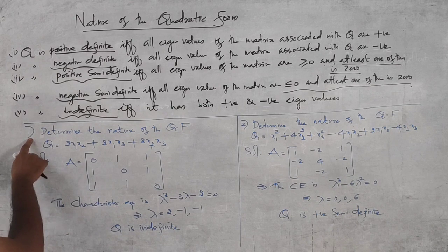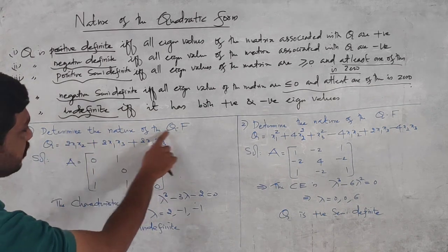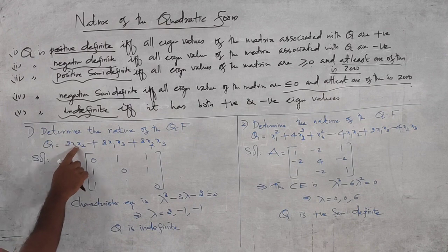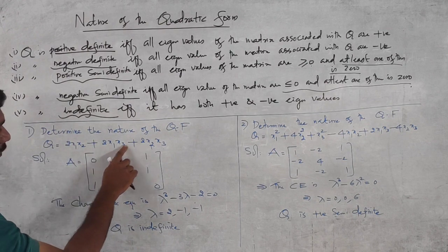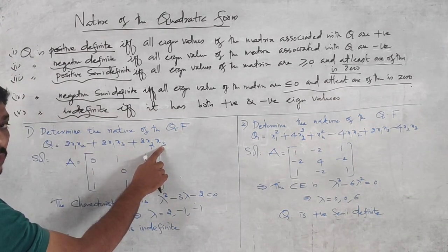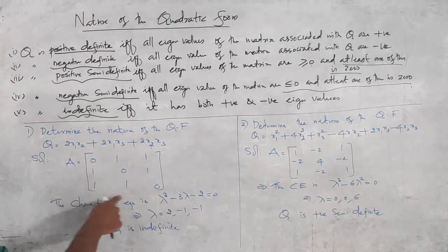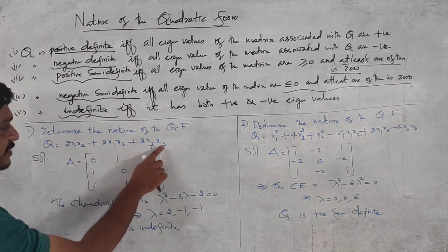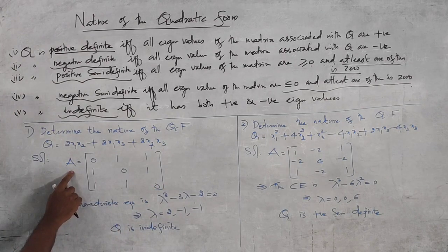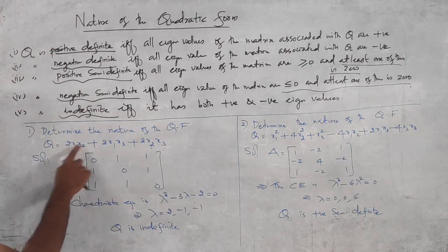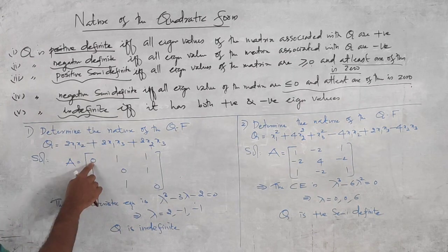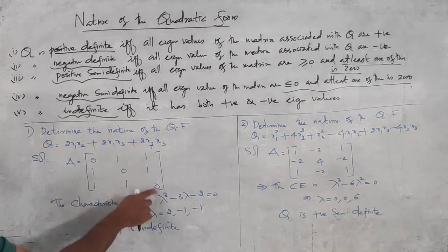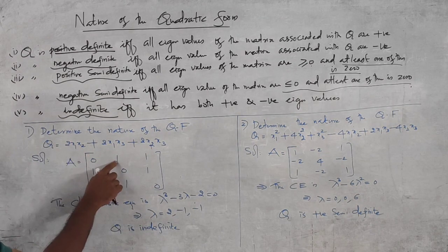Look, the first example: determine the nature of the quadratic form Q equals 2x1x2 plus 2x1x3 plus 2x2x3. All of you know how to write the matrix associated with this quadratic form. Here there are only 3 variables, x1, x2 and x3. So the matrix is here. There is no x1 square, no x2 square, no x3 square, so the coefficient here is completely 0. And the coefficient of x1x2 is 2, that's why here is 1 and 1.